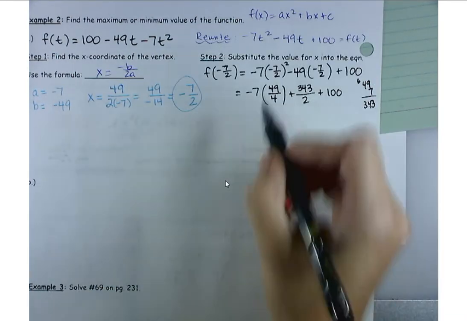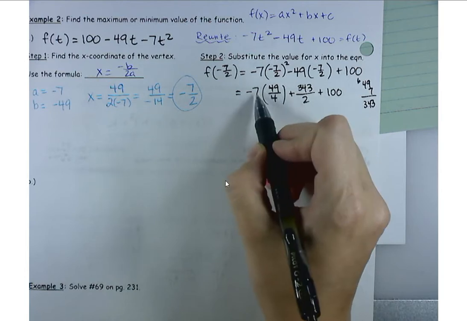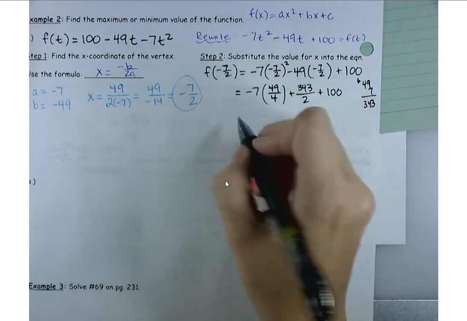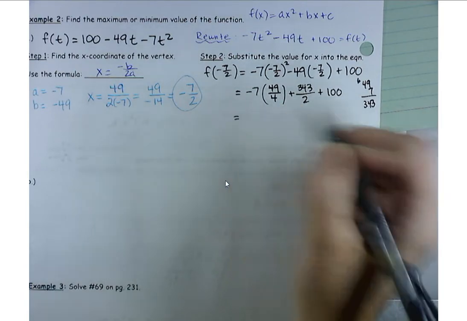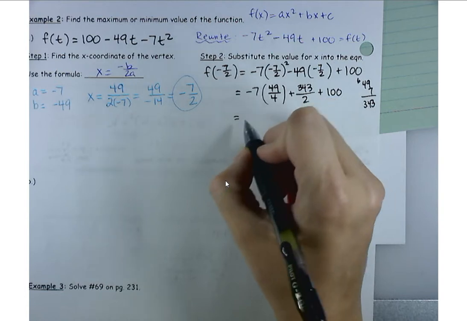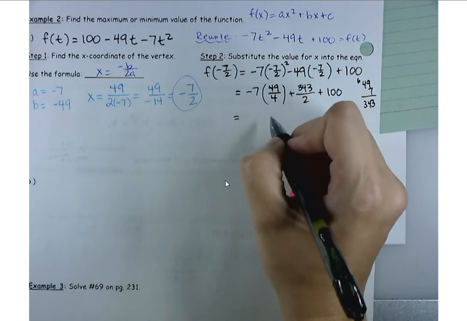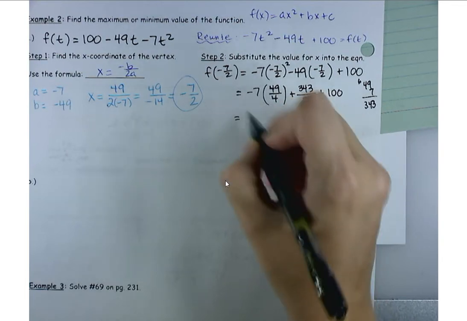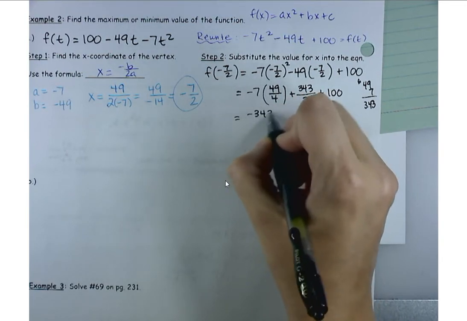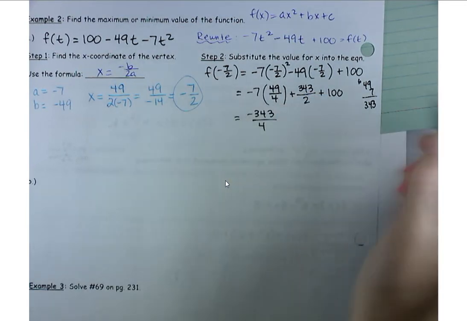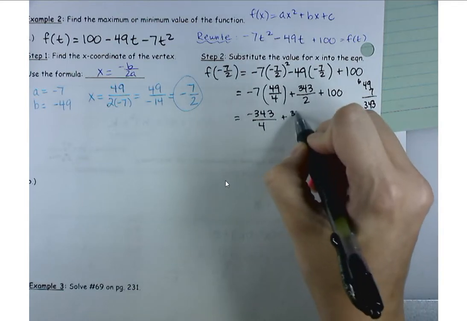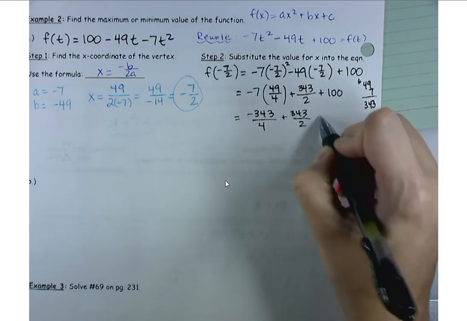Okay, well here I also have to multiply. It's -7 times 49. Didn't I just do 7 times 49? Yes, I did. I think you guys were here when it happened. Okay, so yeah, this is going to be -343 over 4 plus 343 over 2 plus 100.